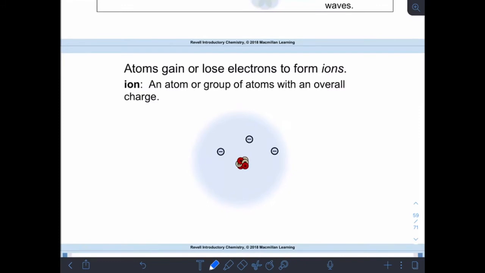Now, atoms can gain or lose electrons, right, depending on whether they are a metal or a non-metal. So remembering from earlier videos, metals lose electrons, always. Okay, metals never gain electrons, they only lose them. Non-metals, on the other hand, do exactly the opposite. Non-metals only gain electrons.